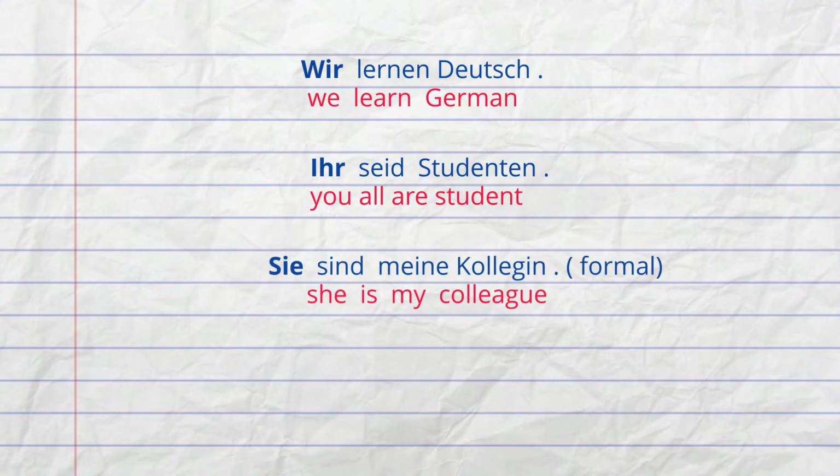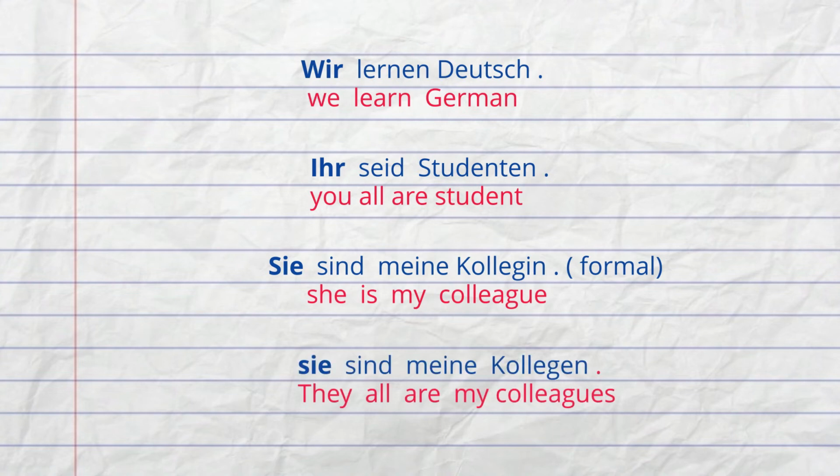Sie ist meine Kollegin. She is my colleague. Sie sind meine Kollegen. They all are my colleague. Now few more examples are there. Let's check that.